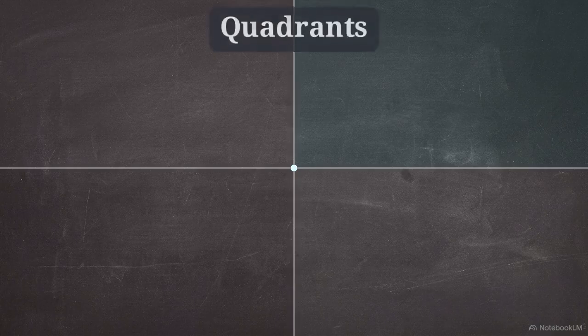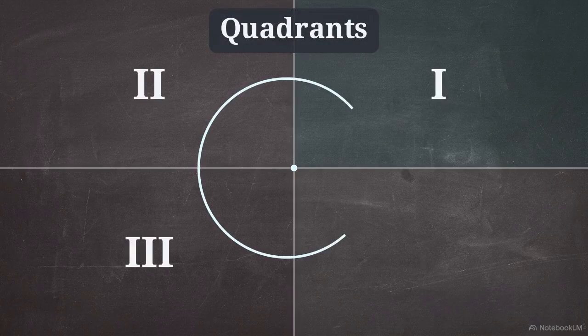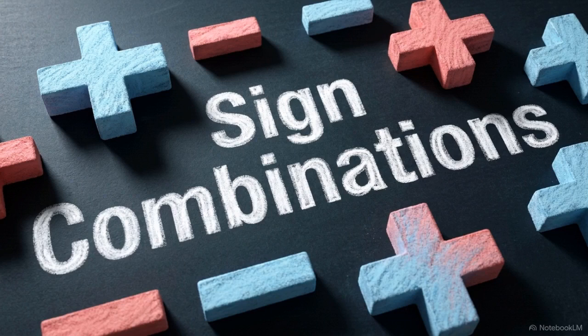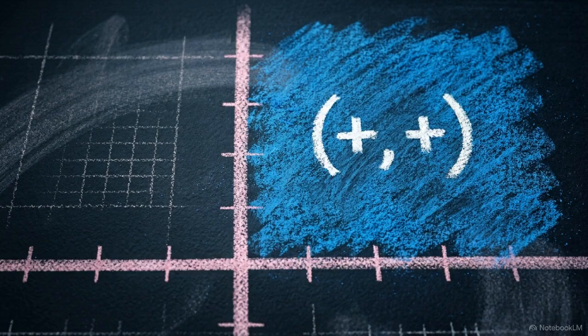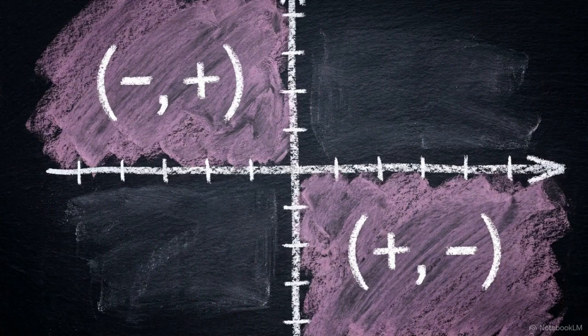When these axes intersect, they divide the coordinate plane into 4 parts. These sections are called quadrants, labeled 1 through 4 in a counterclockwise direction. Each quadrant is defined by its parity, the specific combination of positive and negative signs in its coordinates. In quadrant 1, both the x and y coordinates are always positive. In quadrant 3, both coordinates are always negative. Quadrants 2 and 4 have mixed parity, where one coordinate is positive and the other is negative.